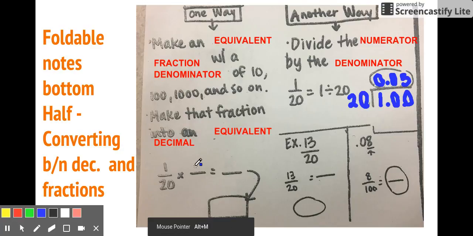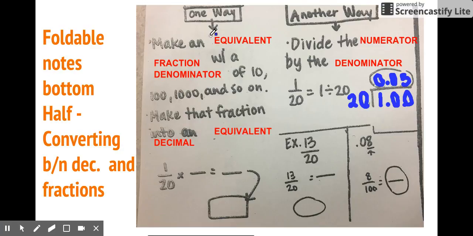Right here, we're going to do the other way now, the first way. So if we have the fraction 1 over 20, we need to make this into an equivalent fraction that has a denominator of 10, 100, 1,000, and so on. So let's see. We always taught it as 100 being like the magic number. So if we put 100 as our new denominator, what do you have to multiply 20 by to get it to be 100? And the answer is 5.